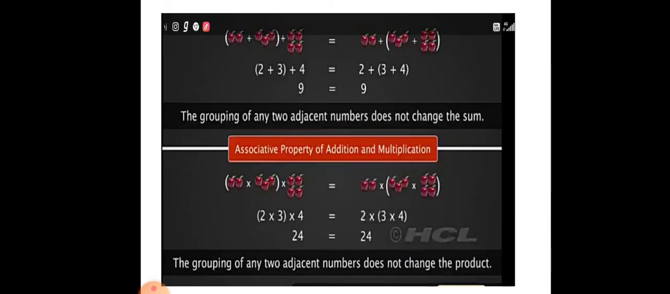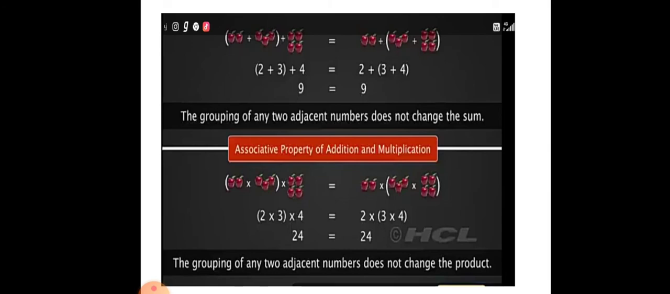Now look at this. Associative property of addition and multiplication. When we change the combination of group of numbers, the answer remains the same. The grouping of any two adjacent numbers does not change the sum. This is the associative property of addition. And the grouping of any two adjacent numbers does not change the product. This is the associative property of multiplication.